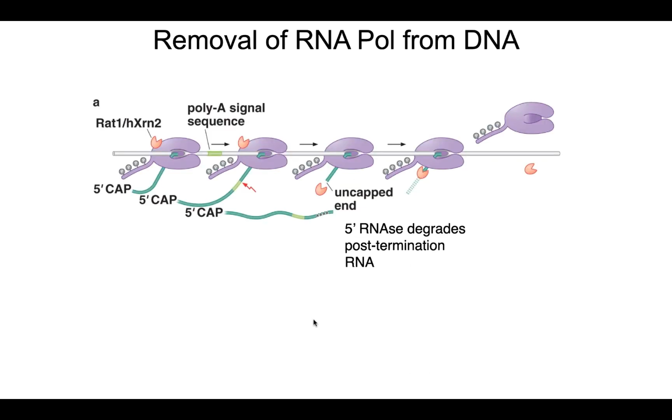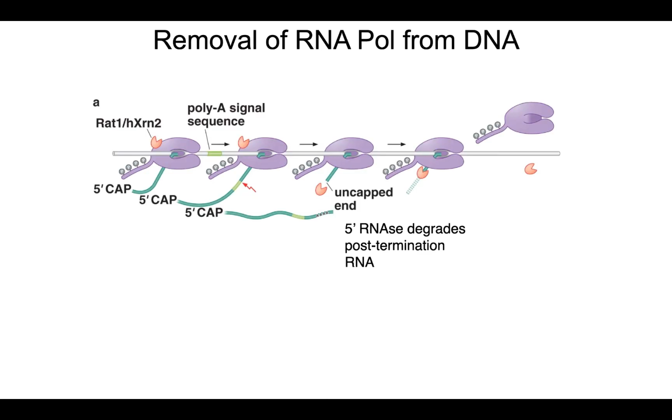Now, after the nuclease cuts the RNA, we have a 5' end of an RNA that doesn't have a cap on it. Remember, this has already been capped here. But when you cut it, the new 5' end that begins to emerge is uncapped, and there is an exonuclease that recognizes that and chews it away and knocks off the RNA polymerase from the template.